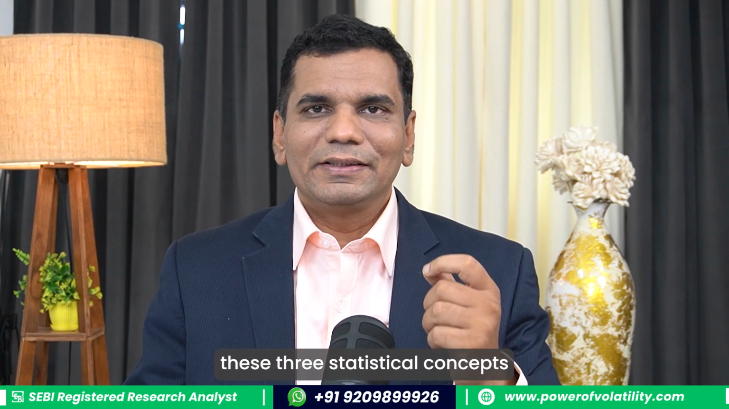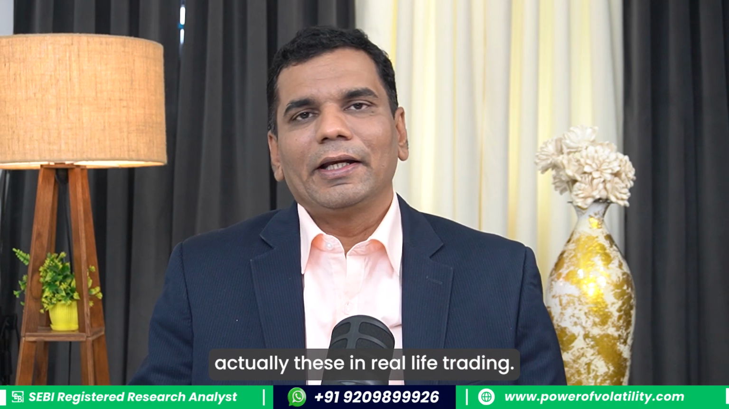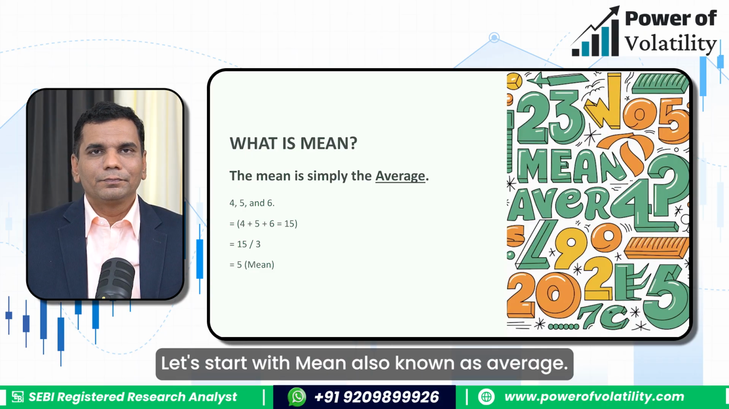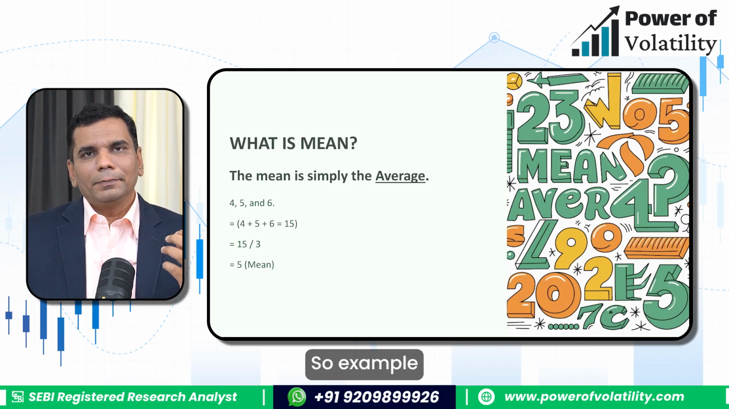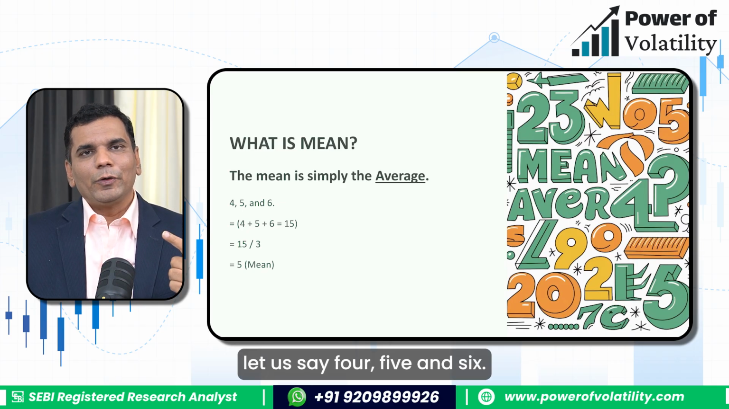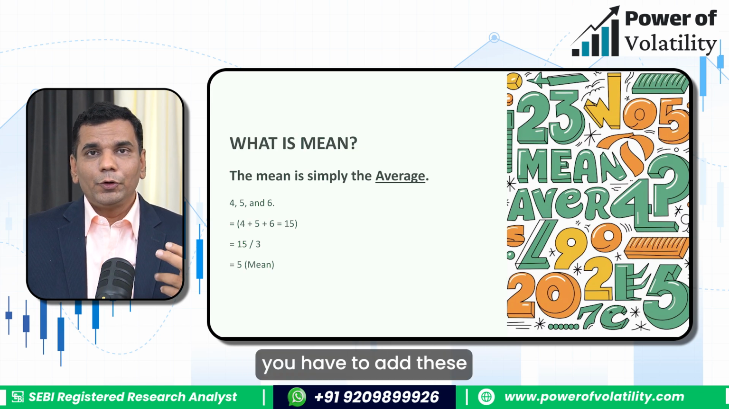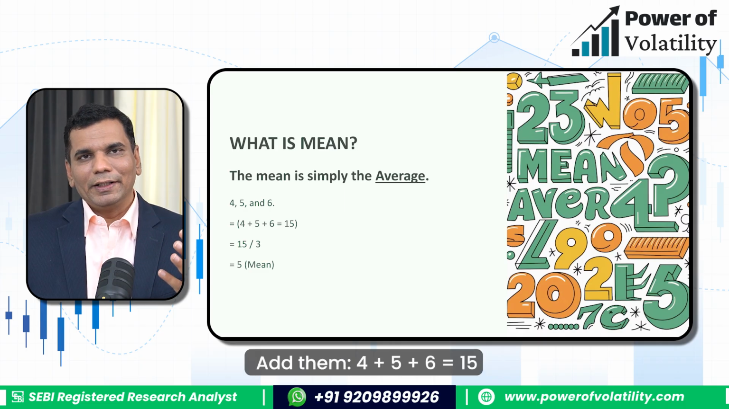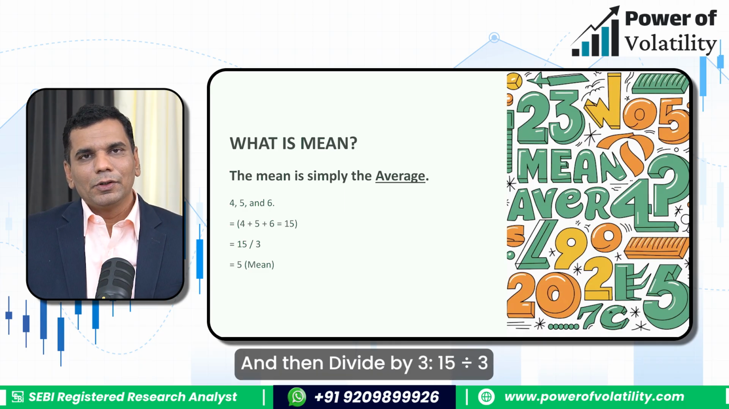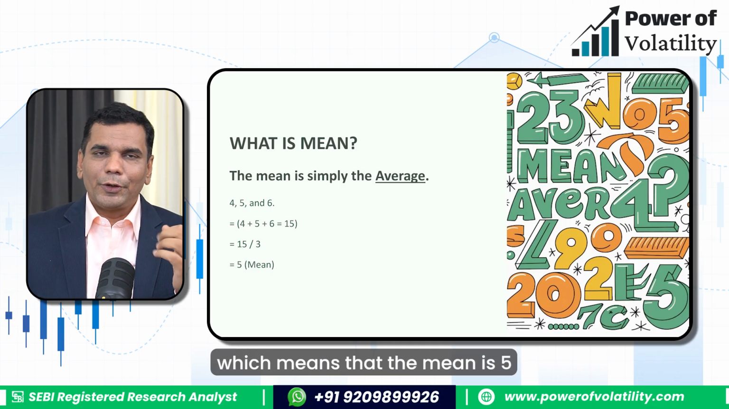Let's now break down these three statistical concepts: mean, mode, and median, and let's see how you can actually use these in real life trading. Let's start with mean, also known as average. For example, if you have three numbers, let's say 4, 5, and 6, what is the mean? For that, you have to add these three numbers together. 4 plus 5 plus 6 is equal to 15, and then divide it by 3. So the answer is 5, which means that the mean is 5.